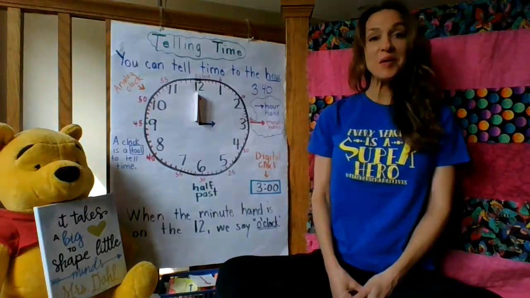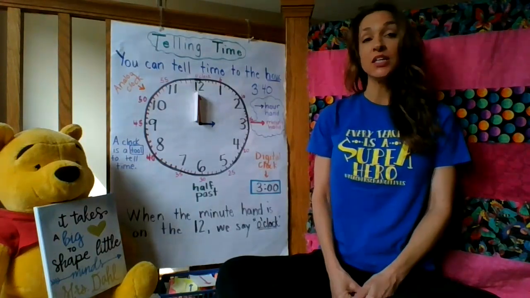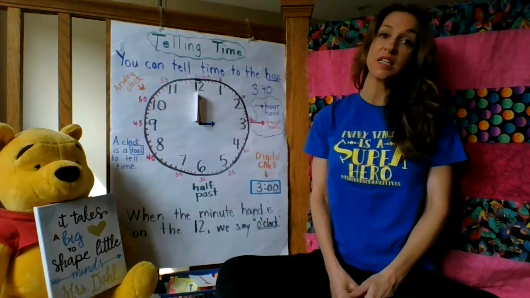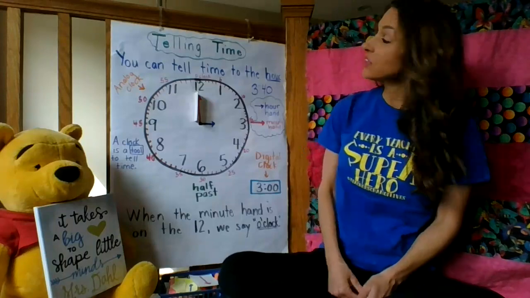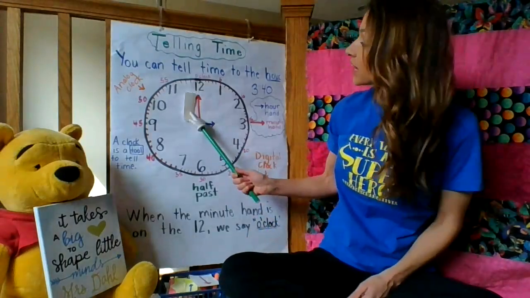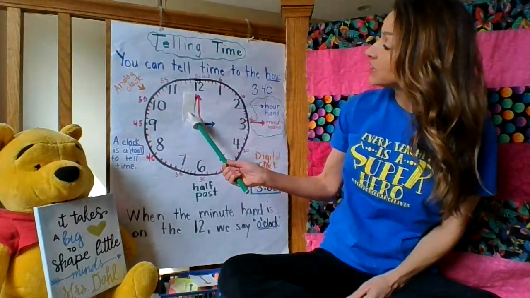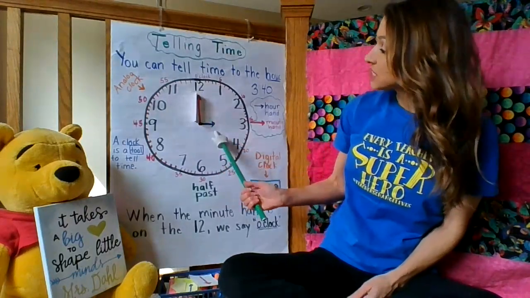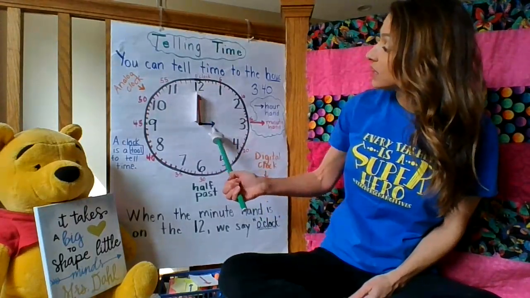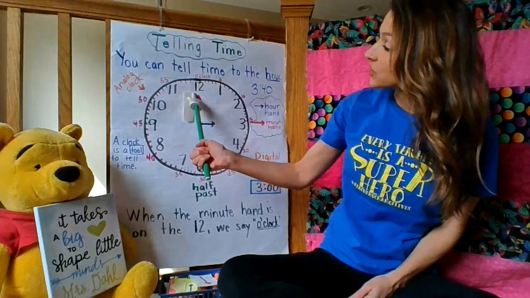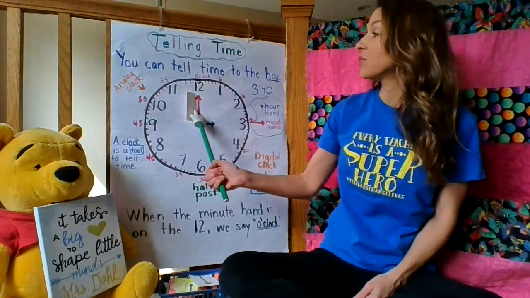Today we're going to talk about minutes and how to tell time on the clock looking at the minutes. So last time we talked about telling time to the hour. We learned that when the minute or the longer hand is up on the 12, we say o'clock. So this time shows 3 o'clock. The hour is 3 and it's straight up to the 12, so it's 3 o'clock.